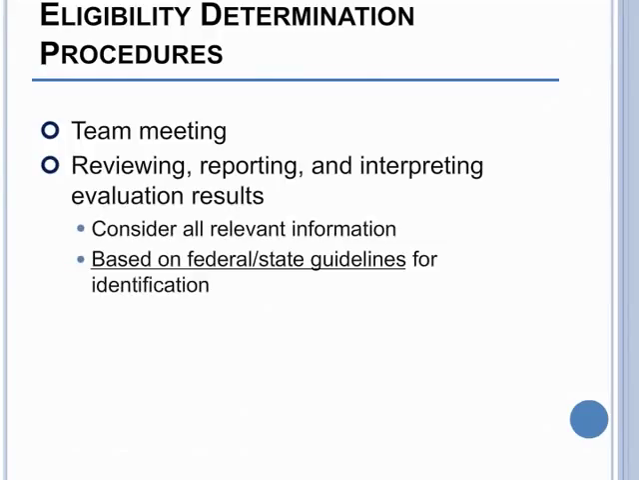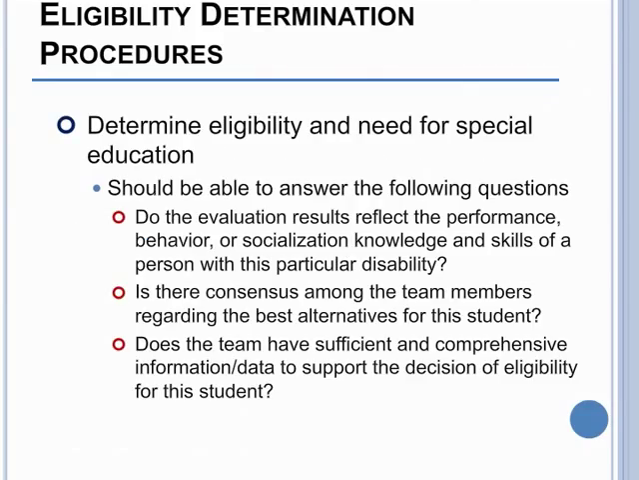So the procedures are the team meets, reviews all of the results from the evaluation, considers all the information, looks at the federal and state guidelines, and then all of that data are explained and interpreted so that the parents understand. Based on the information and comprehensive data that you have, you should be able to answer the questions. Do these results reflect the performance, behavior, and socialization knowledge and skills of a person with a particular disability? Is there consensus among the team, and is there sufficient data to make these decisions?